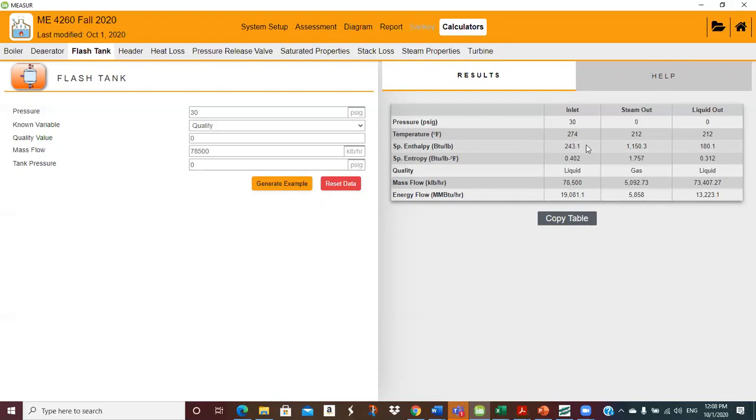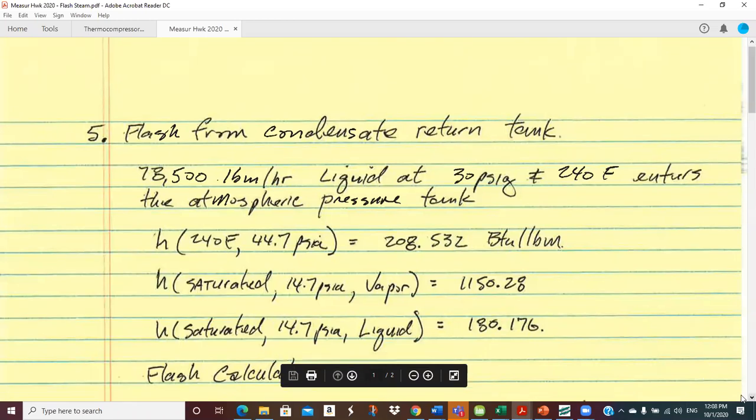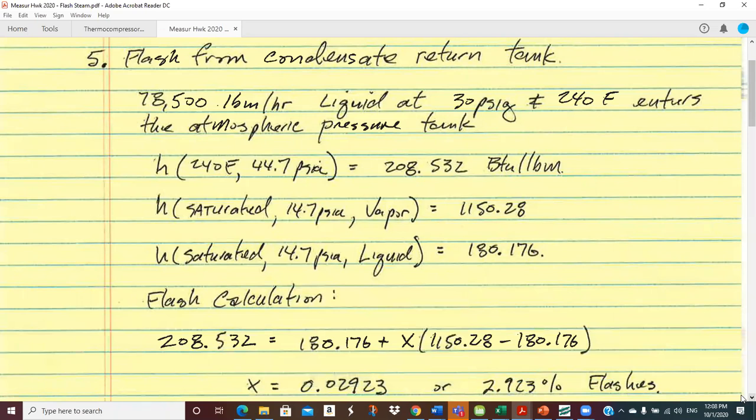Well, let's go back to my hand calculation here. It's not as pretty, but I think it's more correct. So I use my little calculator, which isn't perfect, but it's pretty good. And so I put in 240, it wants absolute pressure. So 30 plus 14.7 is 44.7. So I put that in, and my enthalpy is 208. That's interesting. That's going to affect the amount of flash I get.